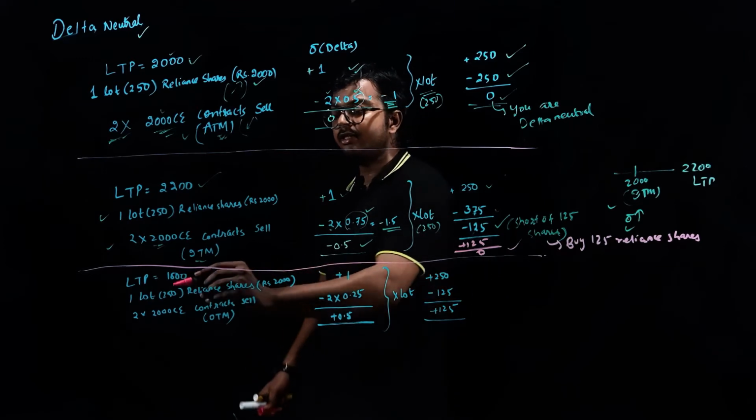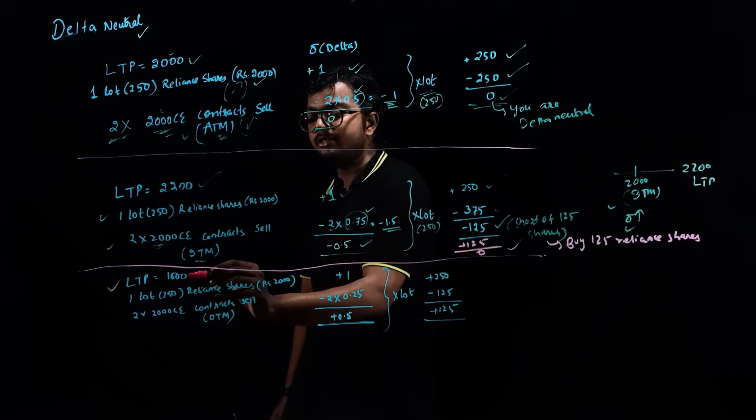Now similarly, say for example the LTP of Reliance becomes 1800. Okay, this is 1800.